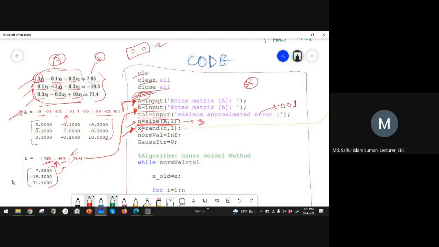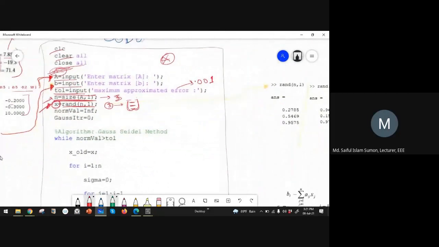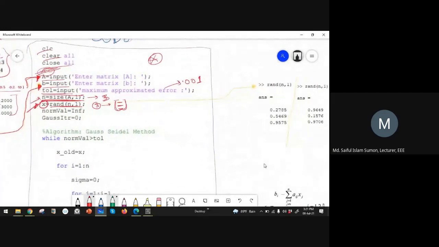I'm not thinking of all those things. I'm simply taking random values, 3 random values. You can see n is the number of rows and 1 is the number of columns. That means it will get 3 values in a column, and that will be x. Could we have taken zeros? Yeah, you can take them, no problem. It doesn't matter. So random values. What will be the output?